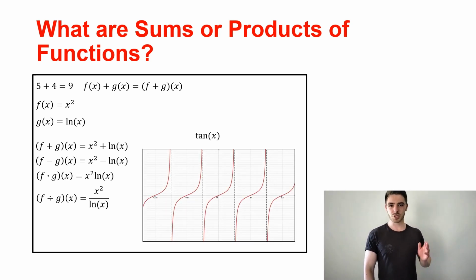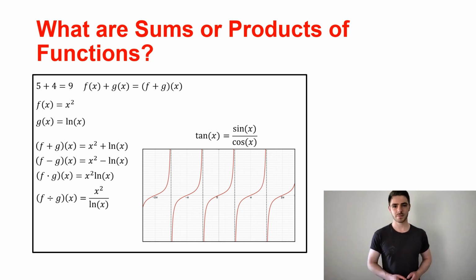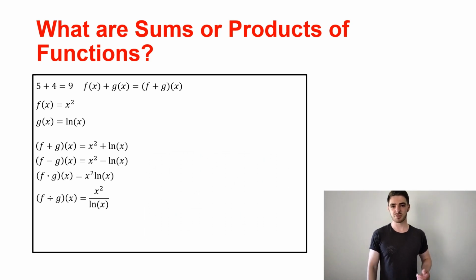Notice how we have these vertical asymptotes? This is because tan x is actually the ratio sin x divided by cos x. The vertical asymptotes appear because the denominator cos x can go to zero. Okay, so we can perform arithmetic on functions.